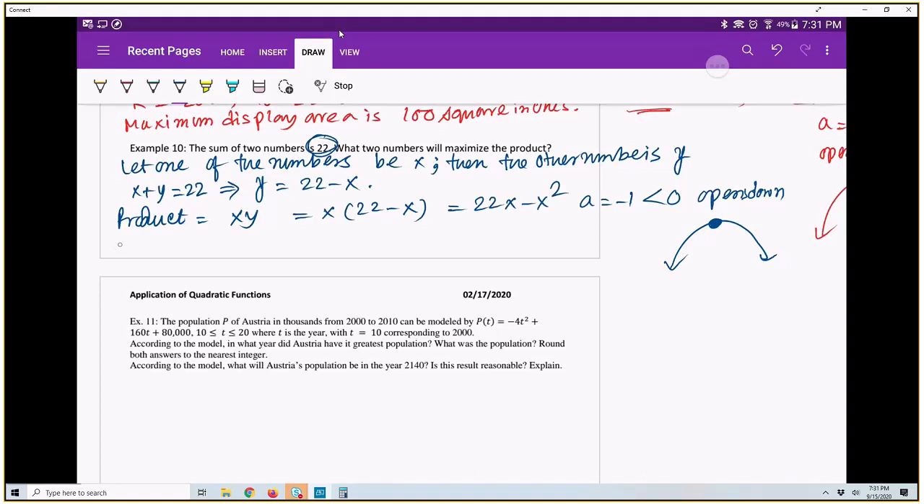Okay, so h is minus b over 2a. b in this problem is 22. a in this problem is -1. So I get -22 over -2, that's 11.